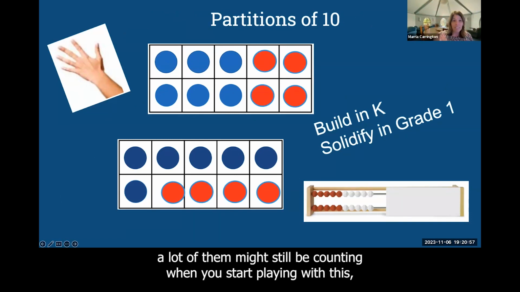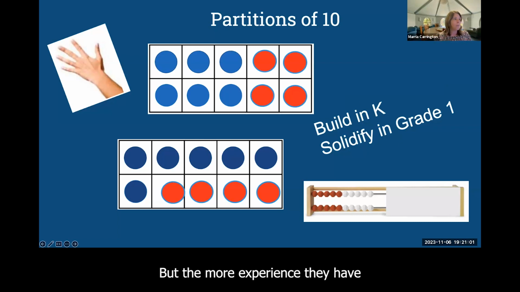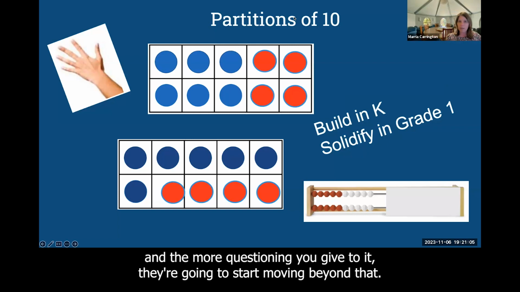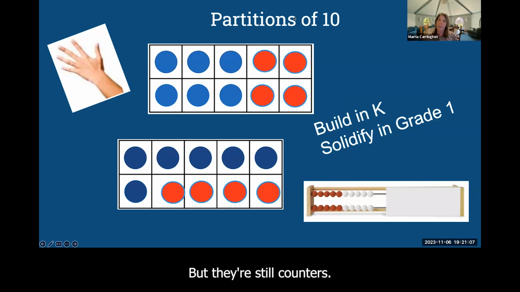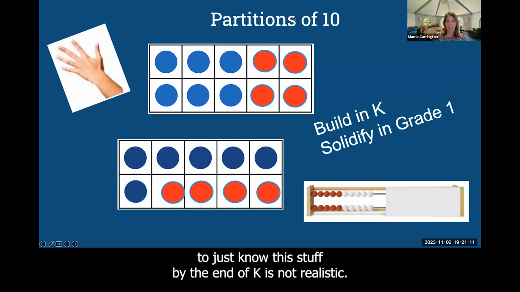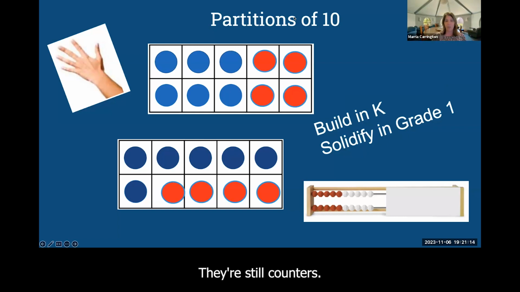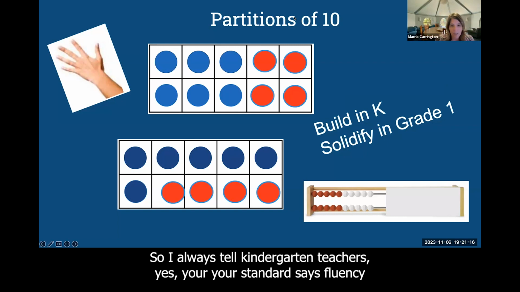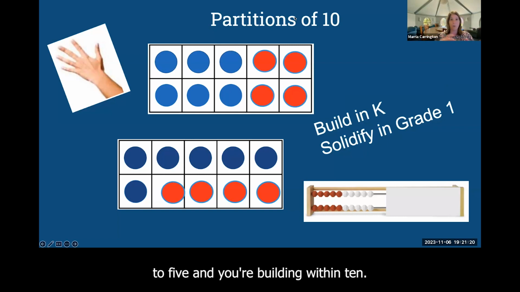Kindergarten, a lot of them might still be counting when you start playing with this, and that's okay. But the more experience they have, and the more questioning you give to it, they're going to start moving beyond that. But they're still counters. So the expectation for them to just know this stuff by the end of K is not realistic. They're still counters.